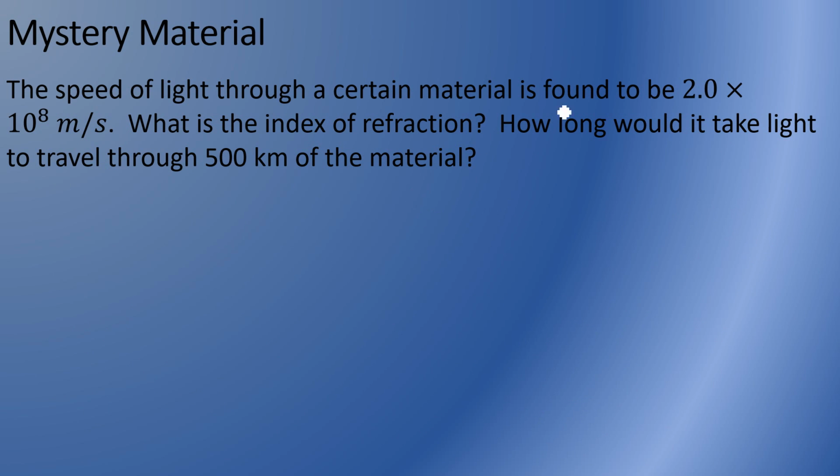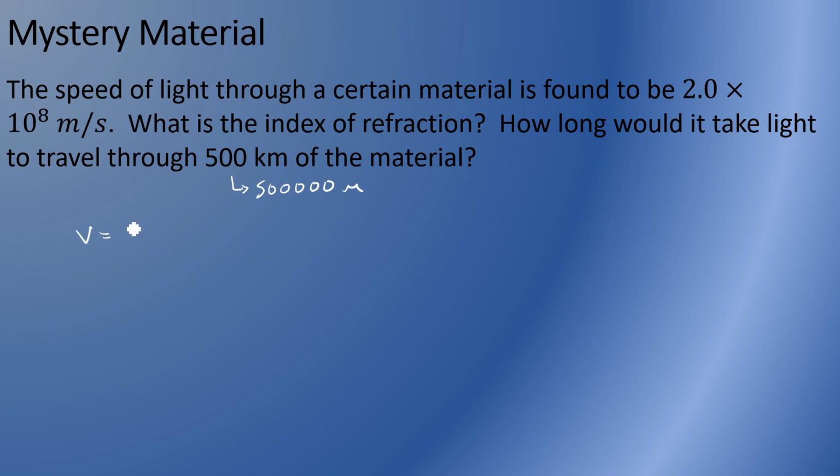All right, so the speed of light through a certain material is found to be 2.0 times 10 to the 8th. What is the index of refraction? And how long would it take it to travel through a 500 kilometer material? So first, let's change that to meters. We'll do that by multiplying by 1,000. So that's how many meters we have.